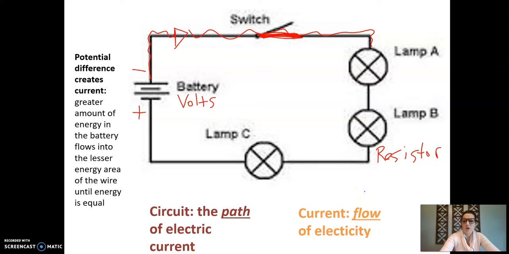Okay, so if my switch is closed, current is going to continue to run through lamps A, B, and C, all the way back into the positive end of the battery. That circuit has to connect back into the positive end. That way, current can begin to flow.